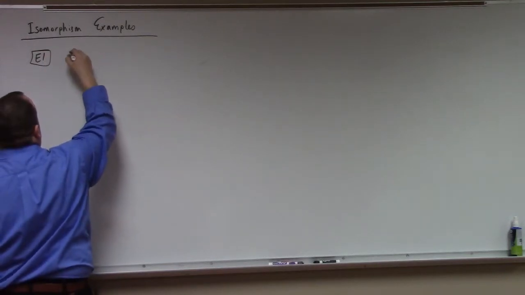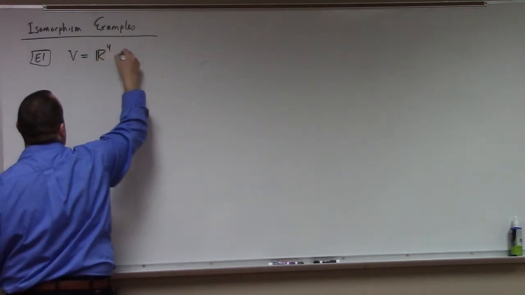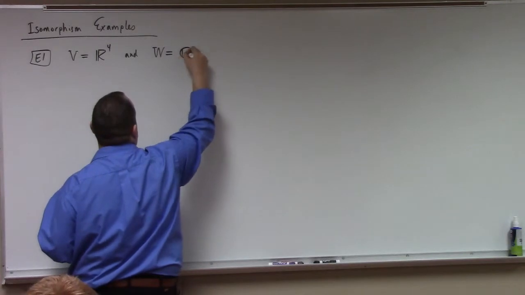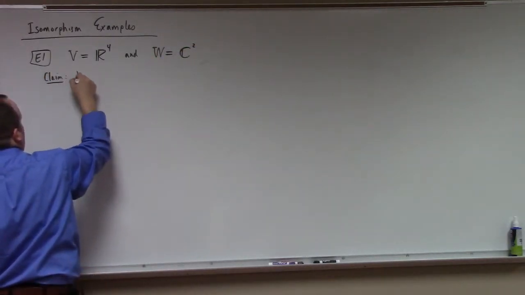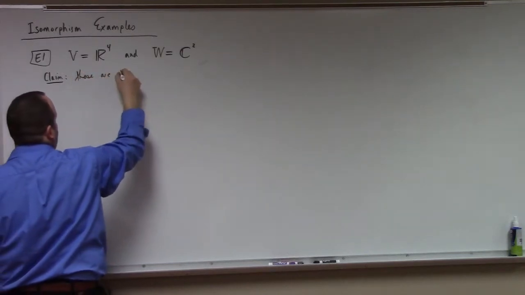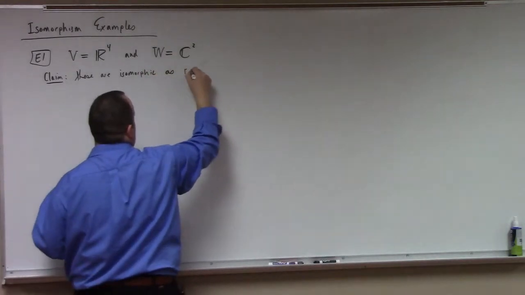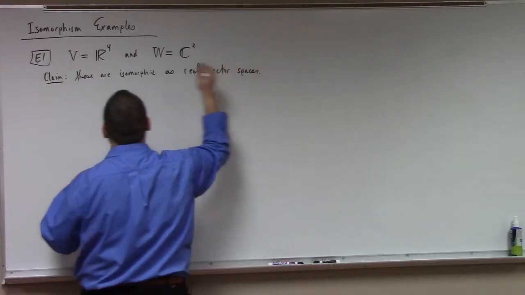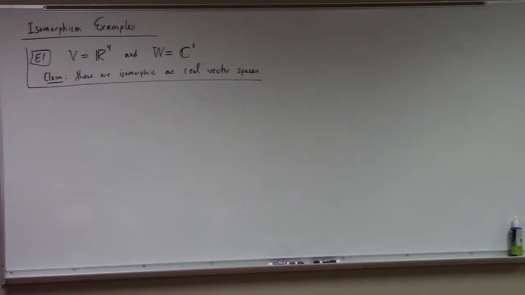Let's see here. Suppose I have V is equal to R4 and W is equal to C2. My claim, these are isomorphic as real vector spaces. Can you tell me what the isomorphism is?